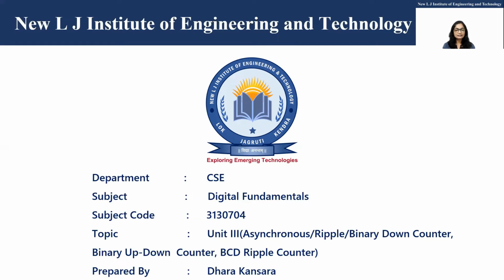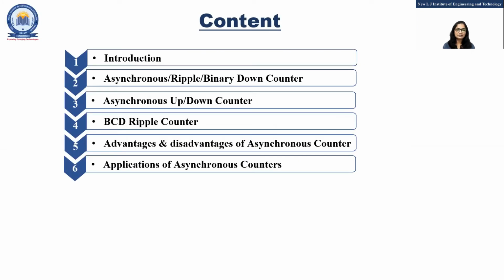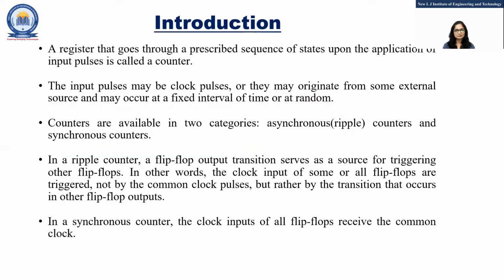Today I will discuss asynchronous down counter, up down counter and BCD ripple counter in this video. So I will cover the following content. First, that is asynchronous or ripple or binary down counter. Then we'll discuss asynchronous up down counter, then BCD ripple counter, and then we will see advantages, disadvantages, and applications of asynchronous counters.